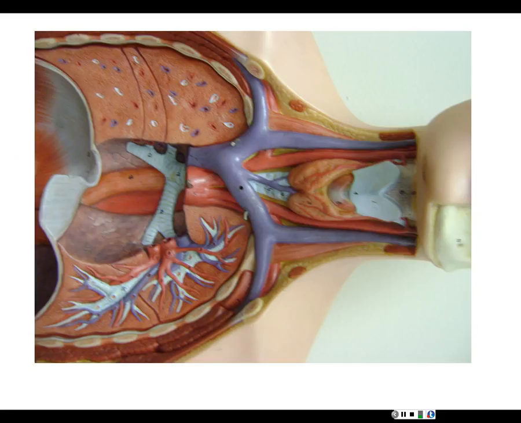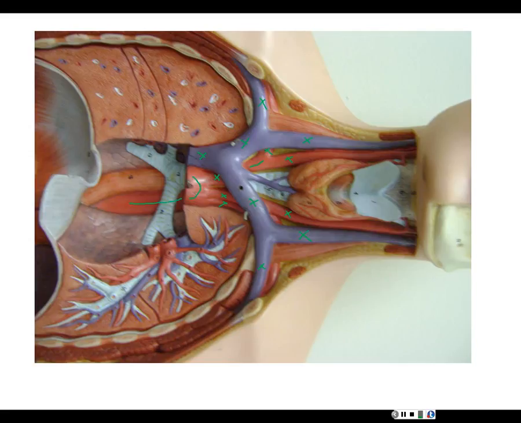This is a view inside of one of the torso models. So what we can see here are the superior vena cava, the 2 brachiocephalic veins, each brachiocephalic vein giving rise to the internal carotid and the subclavian. We can see the aortic arch with its 3 branches: brachiocephalic, left common carotid, left subclavian. We can see here's brachiocephalic going into subclavian and carotid on the right side, carotid on the left side.